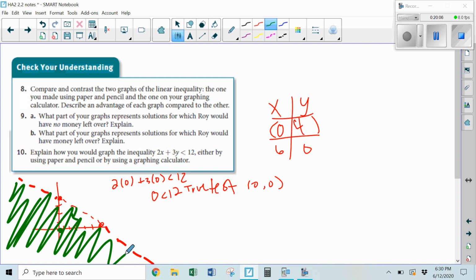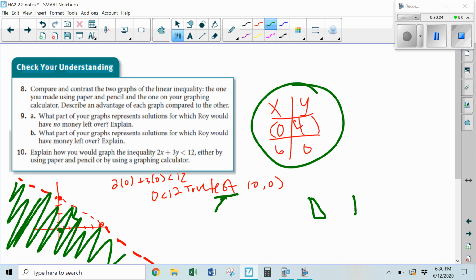Paper and pencil, I use intercepts. I pick a test point. So that gives me my line and my shading. If I use a calculator, the steps would be get Y by itself, change the inequality symbol in your calculator to one of those, and then make sure your window is appropriate for what you're trying to view.